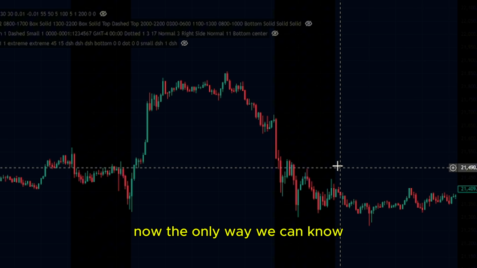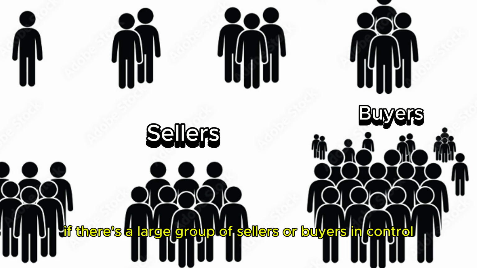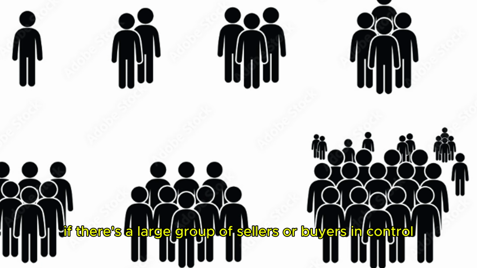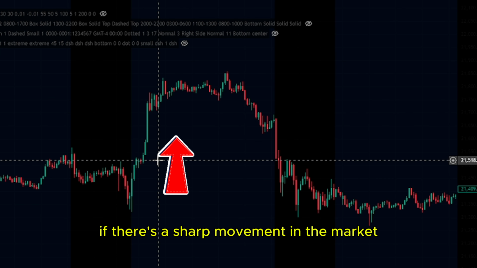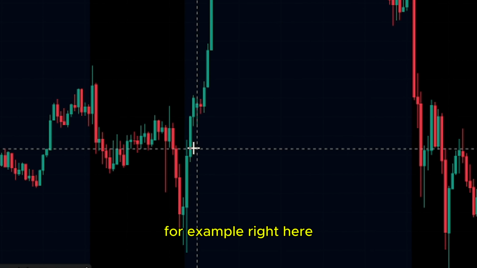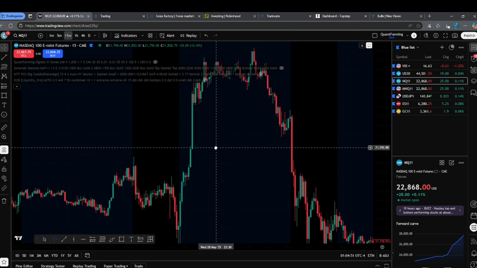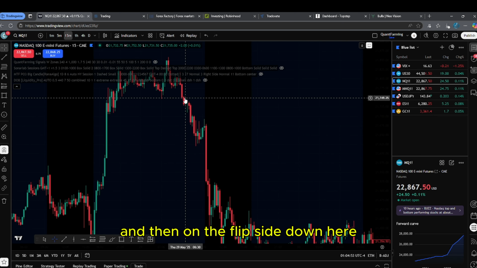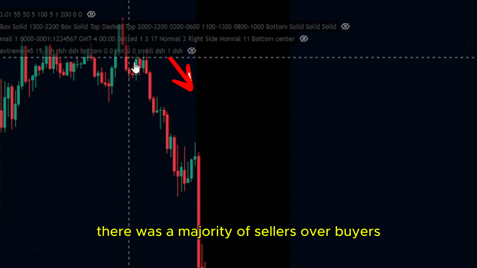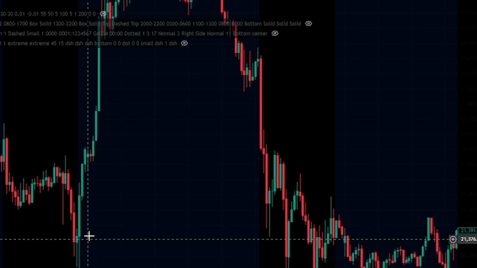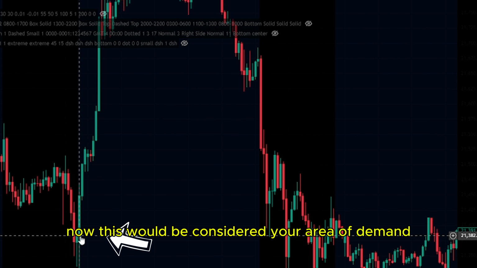Now, the only way we can know if there's a large group of sellers or buyers in control is if there's a sharp movement in the market. For example, right here, you can tell there's a large majority of buyers compared to sellers. And then on the flip side, down here, there was a majority of sellers over buyers. Now, this would be considered your area of demand.